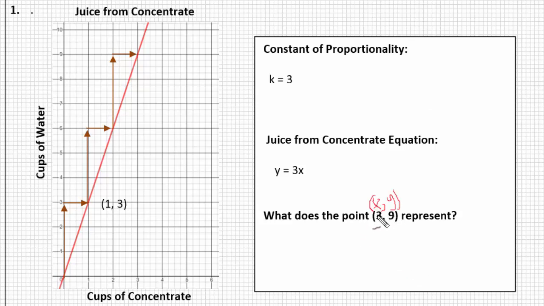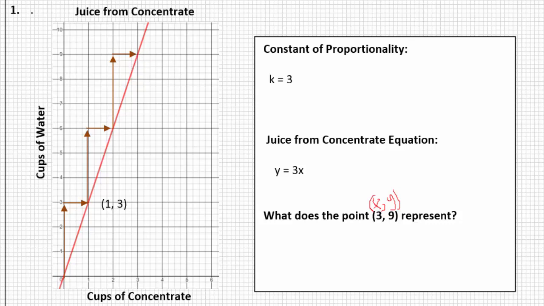It may be a good reminder to remember when we see an ordered pair or a coordinate written like this, just like we used here, the first value is always our x value, and our second is always our y. So what does the point (3, 9) mean?